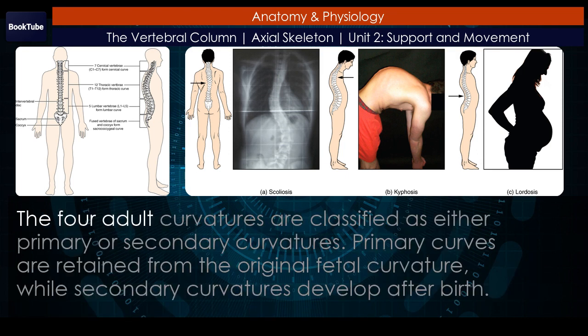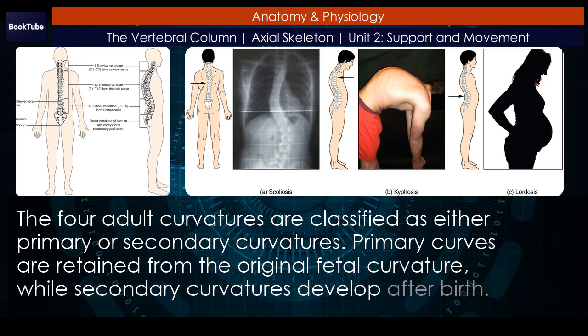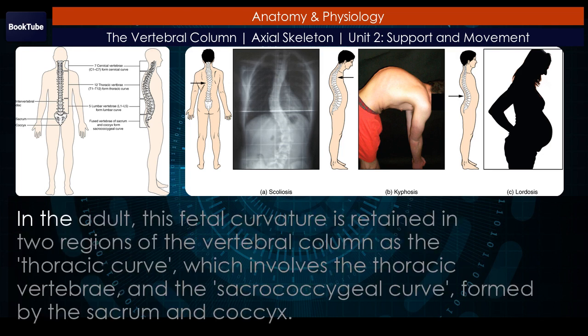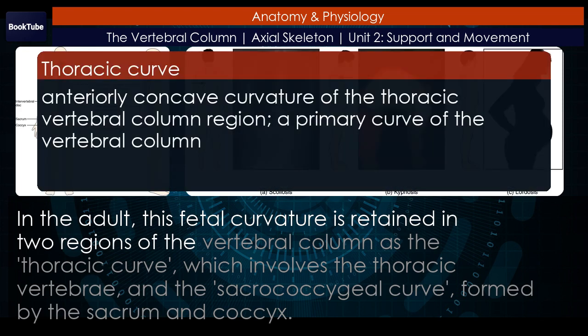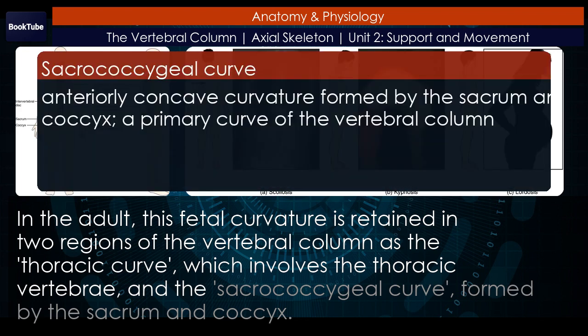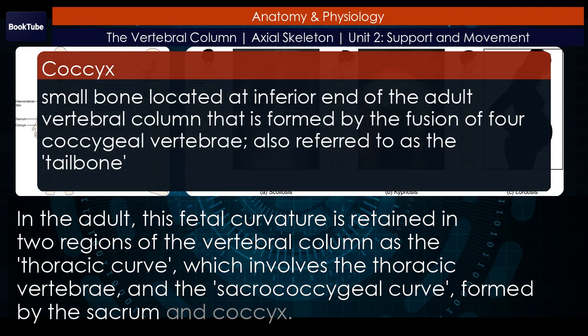The 4 adult curvatures are classified as either primary or secondary curvatures. Primary curves are retained from the original fetal curvature, while secondary curvatures develop after birth. During fetal development, the body is flexed anteriorly into the fetal position, giving the entire vertebral column a single curvature that is concave anteriorly. In the adult, this fetal curvature is retained in 2 regions of the vertebral column as the thoracic curve, which involves the thoracic vertebrae, and the sacrococcygeal curve, formed by the sacrum and coccyx.